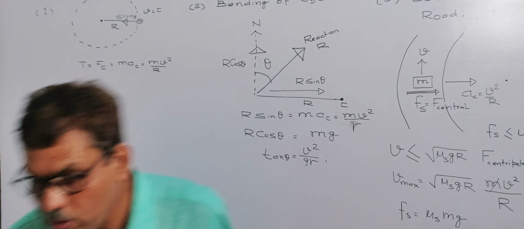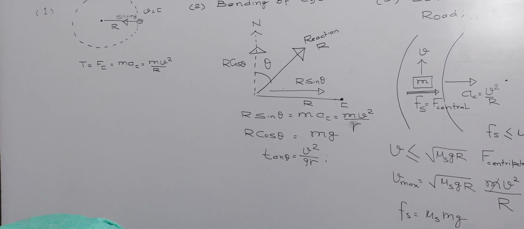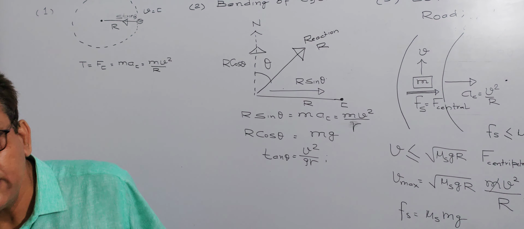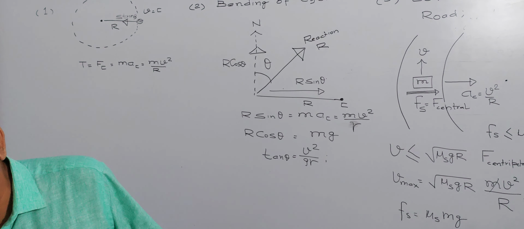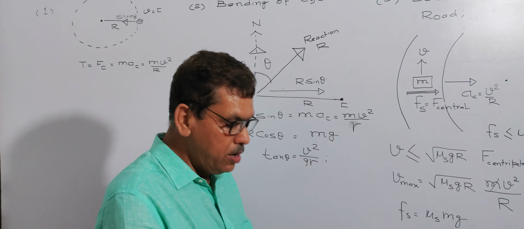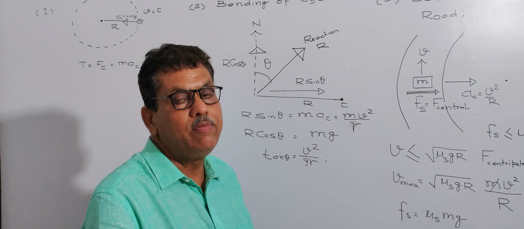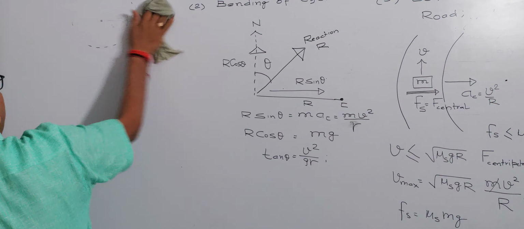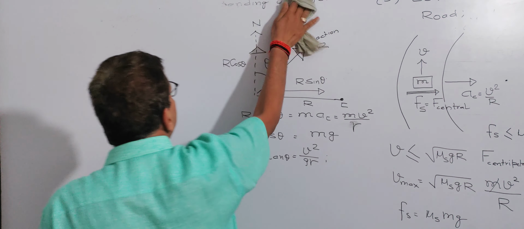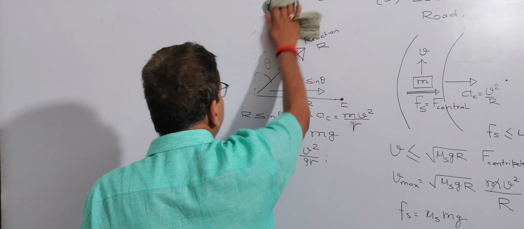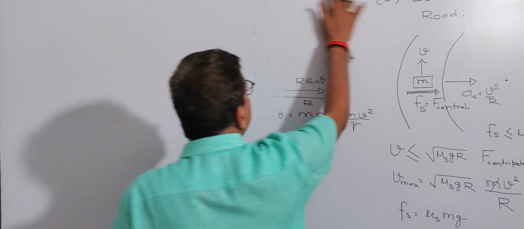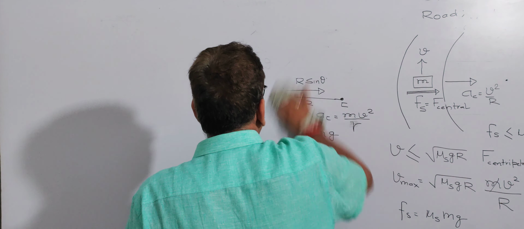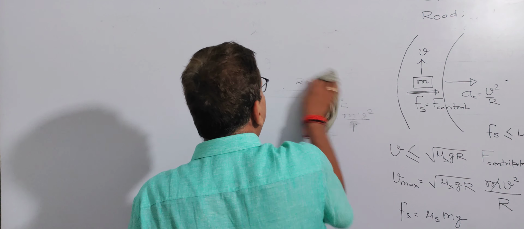So let us take what is banking of the road. Now it is clear that banking is done to reduce the frictional force acting between the tire and the heavily loaded truck. So let us see in banking how to find the angle of inclination, how much banking is done, and how the speed is affected with the banking of the circular track.